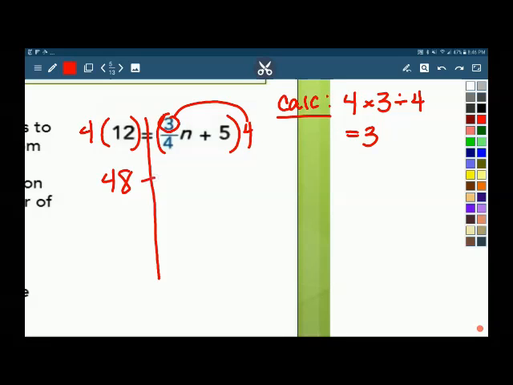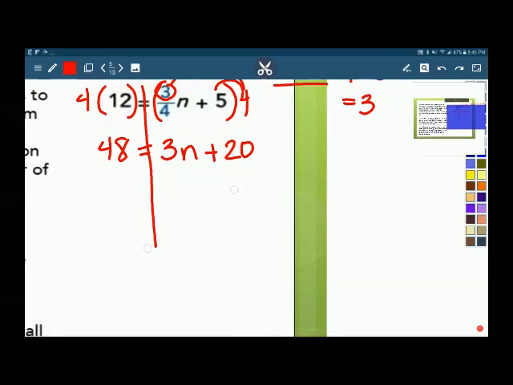So I get 3. Don't forget about the n sitting there, that n does not disappear: 3n plus, and then the 4 also has to multiply the 5. So even though the equation looks different than the original, it really is the same proportion. Now we can solve for n.